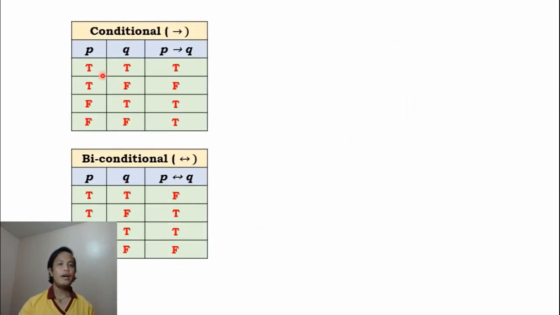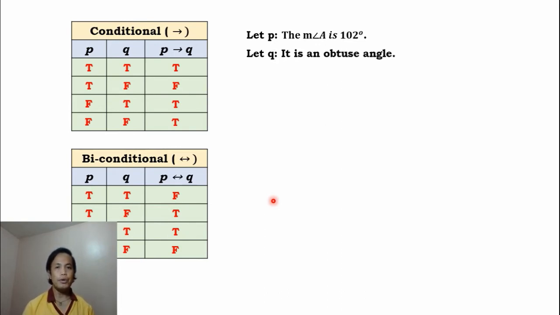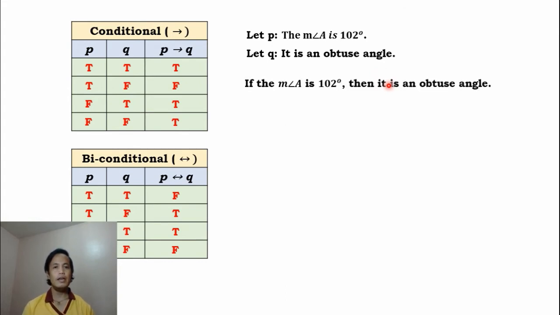So again, we have here our truth table for conditional and biconditional statements. We will base our decision in determining the truth value of a given statement on this table here. There are four possibilities. So for example, we let P be the measure of angle A, which is 102 degrees, and our Q, it is an obtuse angle. If we are going to translate this into a conditional statement, we can say, if the measure of angle A is 102 degrees, then it is an obtuse angle.